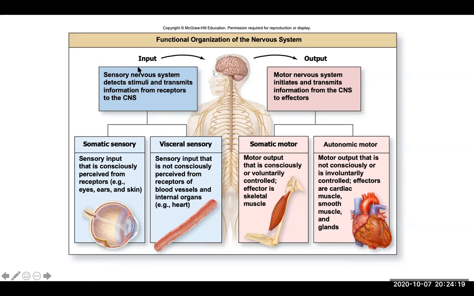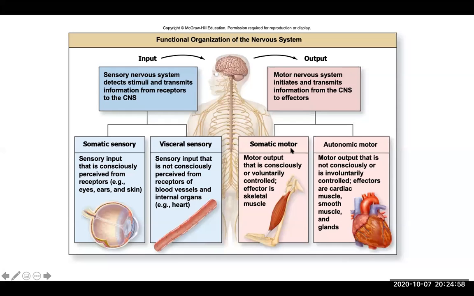Simply put, the sensory nervous system is the input, where it detects stimuli and transmits information from the receptors to the central nervous system, where it gets processed, and then your central nervous system sends out an output, a motor response, that will initiate and transmit information from the central nervous system to the effectors. The somatic sensory is sensory input that is consciously perceived from receptors in your eyes, ear, and skin. Visceral sensory is input that is not consciously perceived from receptors in blood vessels and internal organs such as the heart.